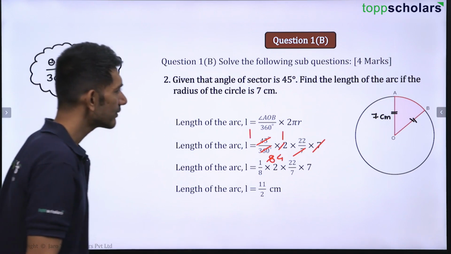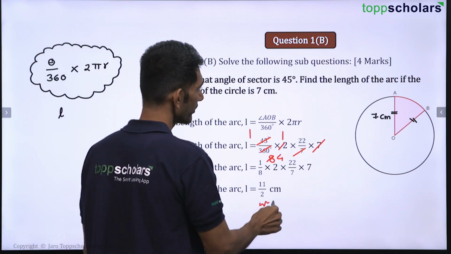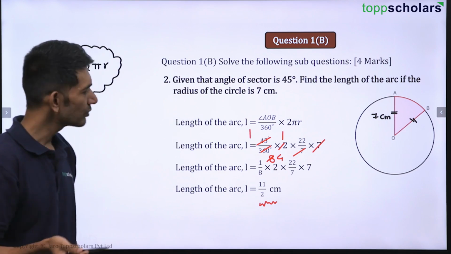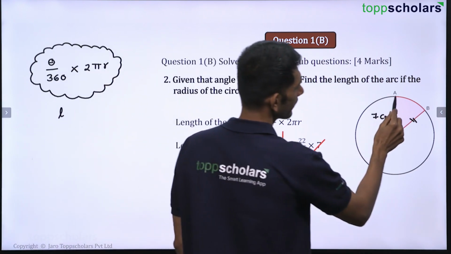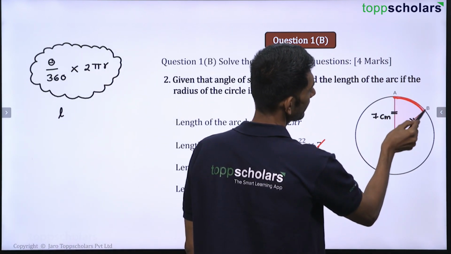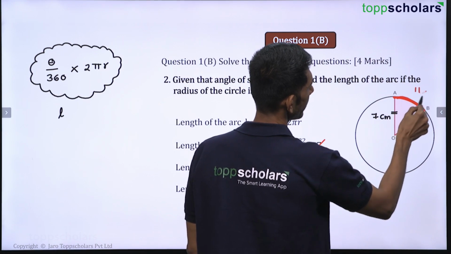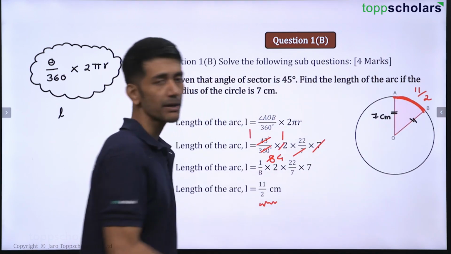And then you get the length as 11 by 2 centimeter. And that's it. So length of arc means what? This part. This is the length. This is 11 by 2 or 5.5 centimeter.